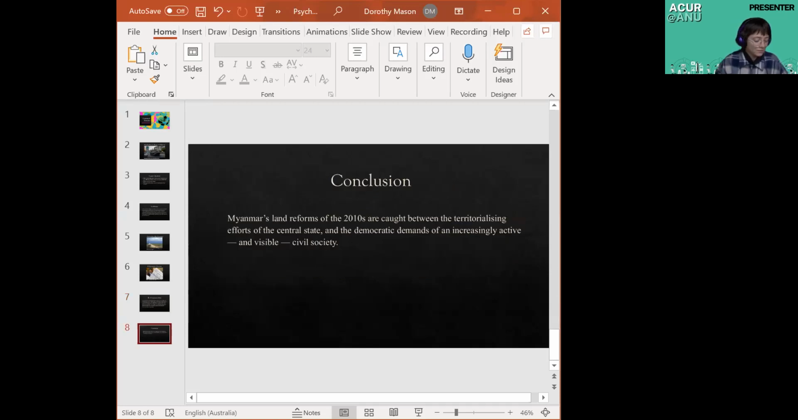So how do we make sense of this? I'm trying to argue that Myanmar's land reforms in the 2010s are caught between the territorializing efforts of a central state and the democratic demands of an increasingly active and visible civil society. While the implementation of these reforms was ultimately hindered by powerful conservative forces within the administration, including vested military interests at multiple levels, the importance of the processes that these reforms engage with should not be underestimated. Because for the first time in 60 years, the central state showed itself willing to engage with grassroots conflicts around land. And that has opened and enabled conversations around land.